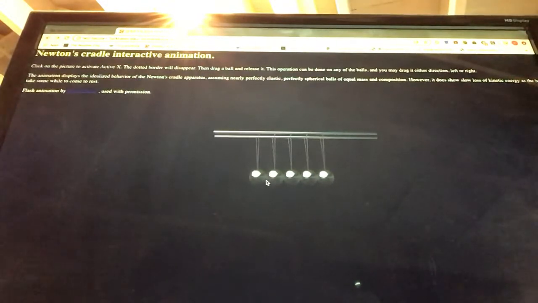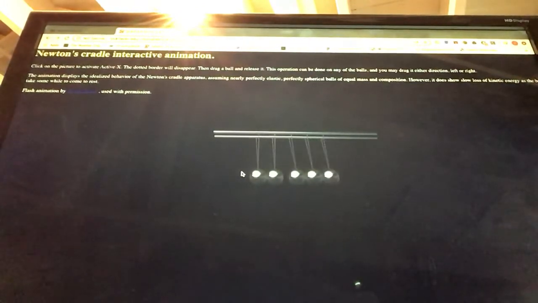And then the second law: force equals mass times acceleration. You can increase the mass, and increase the mass again. If I apply the same amount of force, if I lift it to the same point, and I'm using less mass, it will accelerate quicker. If I'm using a lot more mass, it accelerates more slowly.